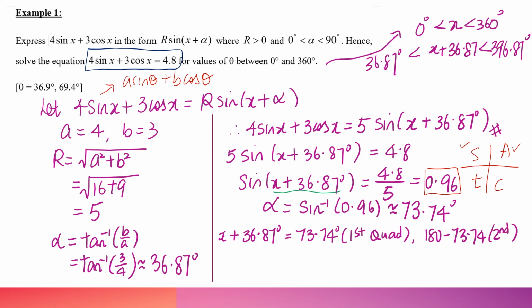But that's not the answer. The answer ultimately is the value for X. So I need to take 73.74 minus 36.87. Right, to get 36.9 as the first answer. Second answer will be 180 minus 73.74, then minus again 36.87 for the second answer.